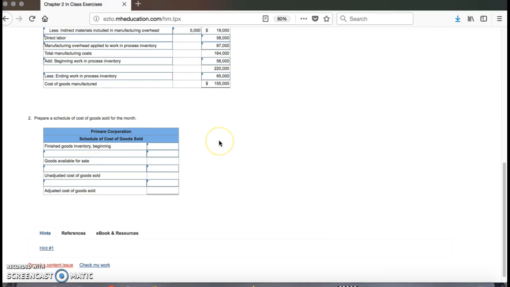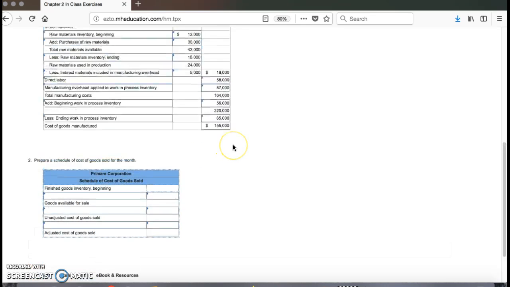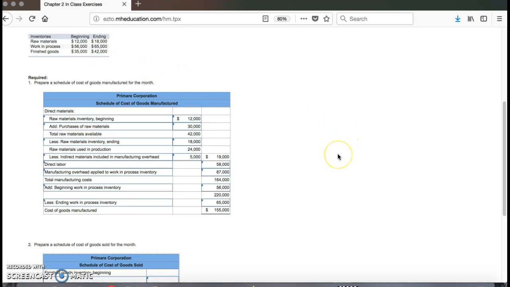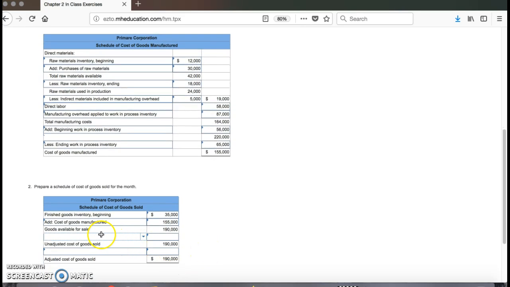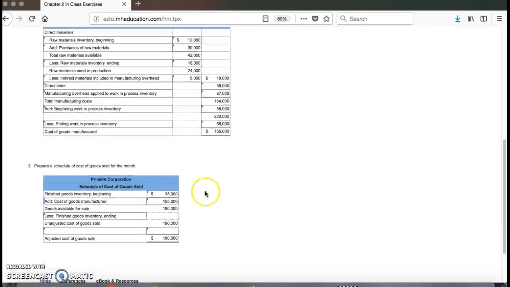So our next step is to prepare a schedule of cost of goods sold. So we're going to start with our finished goods inventory, our beginning balance, which is 35,000. And what are we going to add? So we're going to add the cost of goods manufactured, which we just calculated. See, cost of goods manufactured. So it's going to be 155,000. So now we know how much we have available for sale. So we have 190,000 available for sale. But what are we going to have to subtract? Our finished goods inventory, our ending balance. Let's see, 42,000.